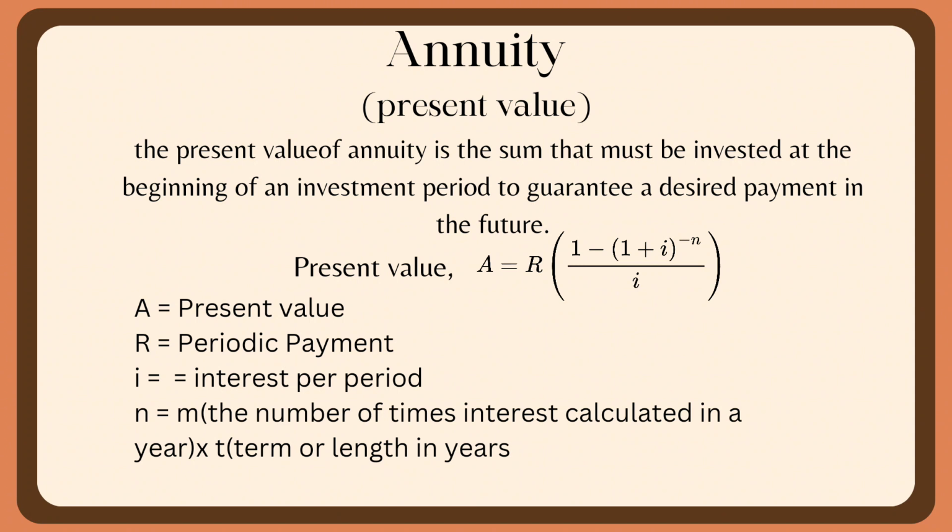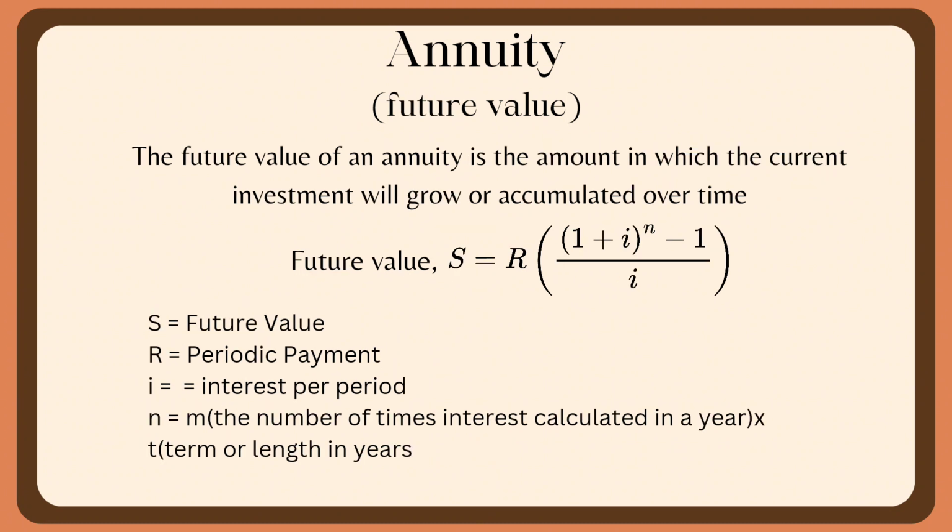Next is annuity. As you all know, annuity has two formulas, which are the present value and the future value. The present value is the sum that must be invested at the beginning of an investment period to guarantee a desired payment in the future. The present value formula is A equals R[(1 - (1 + i)^-n) / i]. The only things that are different here are A and R, where A equals the present value and R is the periodic payment.